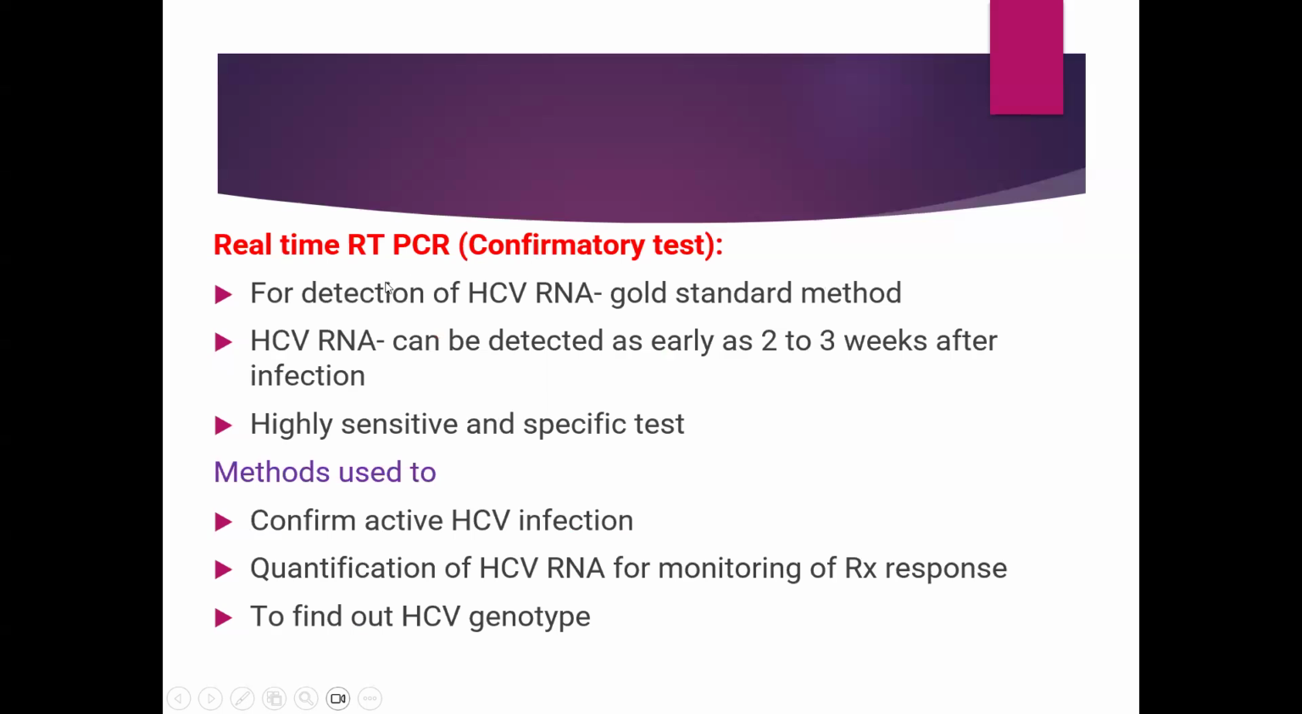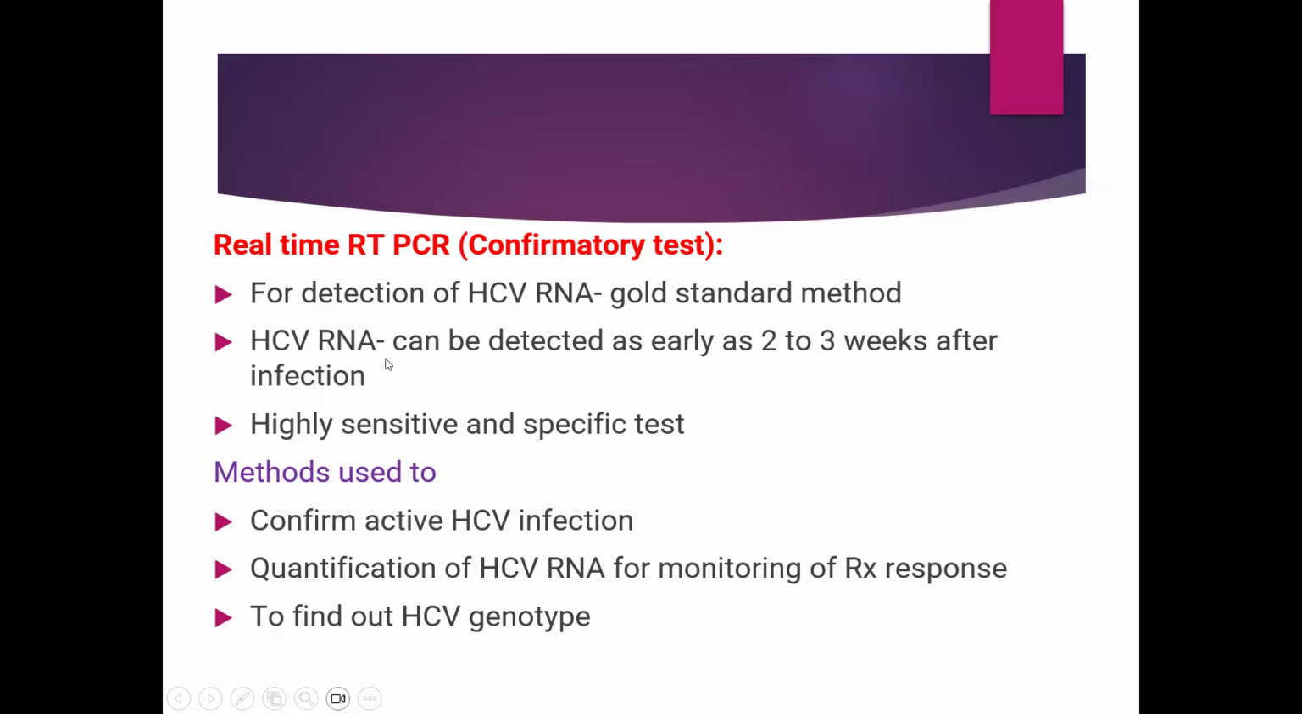Next, real-time RT-PCR. This is a confirmatory test. Real-time reverse transcriptase polymerase chain reaction, RT-PCR, is mainly used for detection of hepatitis C virus RNA, which is the gold standard method. The RNA can be detected as early as 2 to 3 weeks after infection. So it is a highly sensitive and specific test.